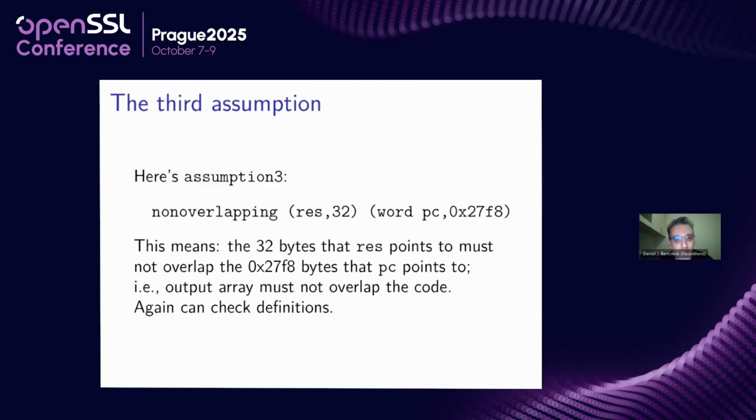And again, you have to check what non-overlapping means. And then, okay, yeah, it makes sense that there has to be an assumption like this. I mean, if the result array were in the middle of your code, then all sorts of bad things could happen. So to conclude that we're computing x25519, you need some assumption about your memory regions being separate.